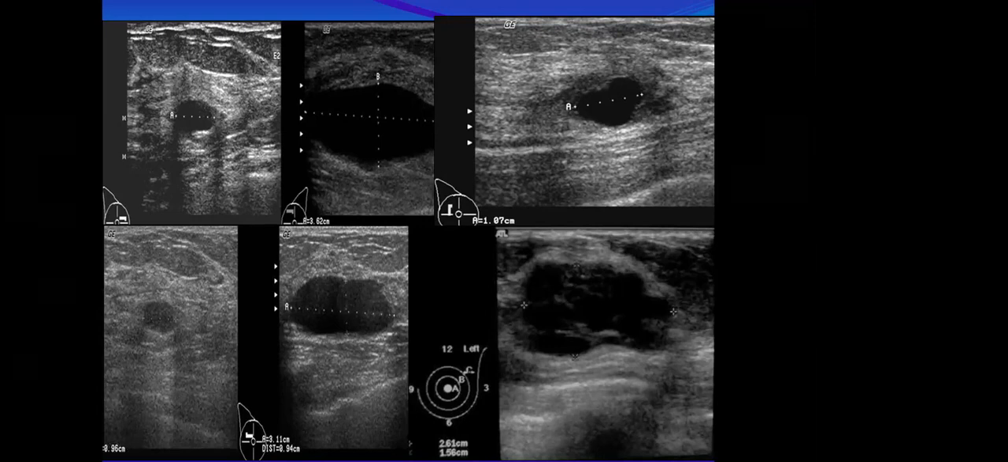Okay, so how are you going to manage this patient? What is the BIRADS? Are you going to give a BIRADS? For the fibrocystic changes, 3. You will give BIRADS 3?